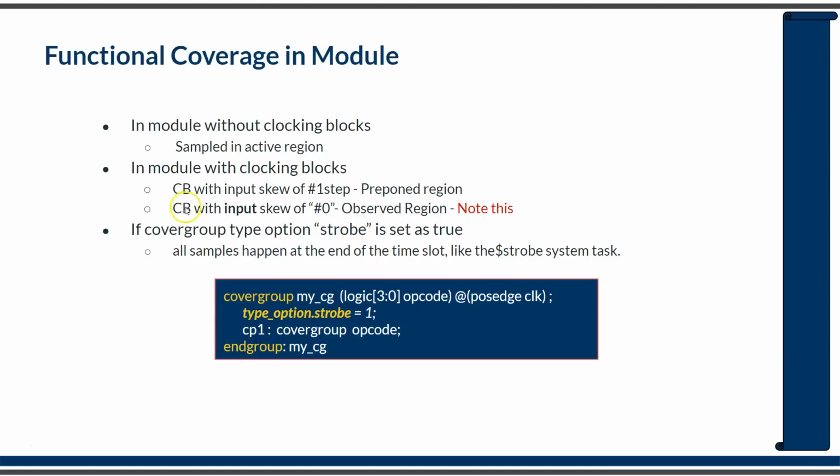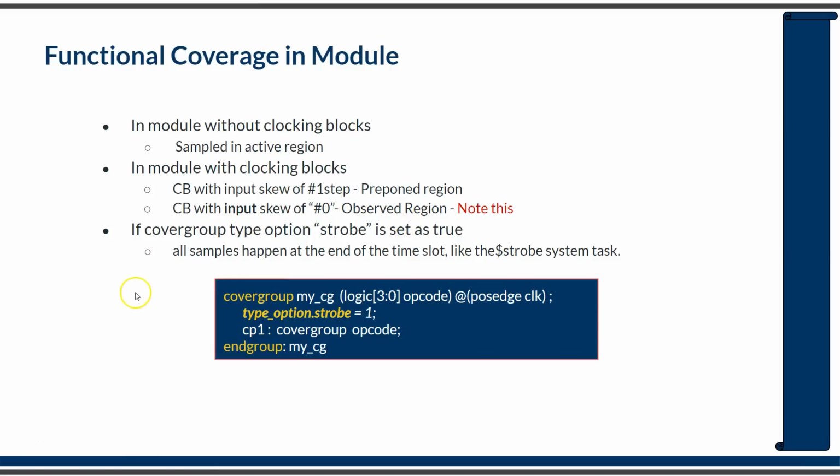So this is a slightly different behavior from all those behaviors that we were explaining throughout this course. If you want to sample a functional coverage item using clocking blocks, you need to give an input skew of #0. Remember, the scenarios where you want to use this #0 input skew will be very limited. But remember that if you are using clocking blocks in functional coverage, then #1step will be sampled in the pre-point region and #0 input skew will be sampled in the observed region.